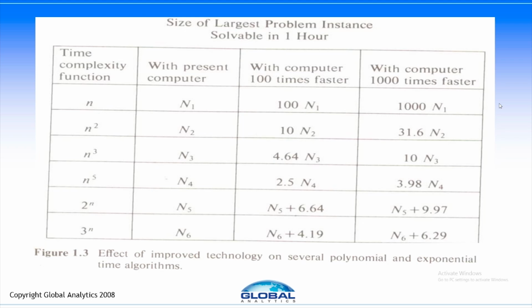maybe with an n power 5 algorithm, if you can handle a problem of size 100 in some 1 second, let's say, then with a 100 times faster computer you can handle a problem of size 2.5 times 100, okay. Whereas with the 2 power n algorithm or 3 power n algorithm, the really feasible size you can handle very, very slowly increases. So you can only handle some small number of problems in a reasonable time, okay.